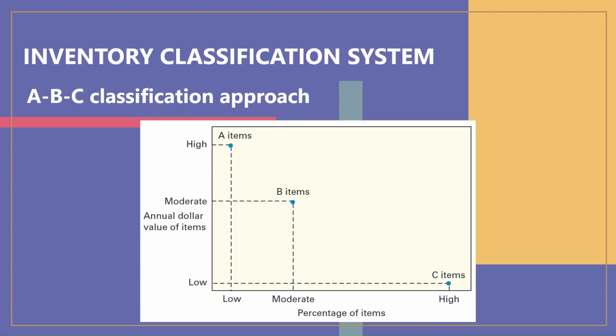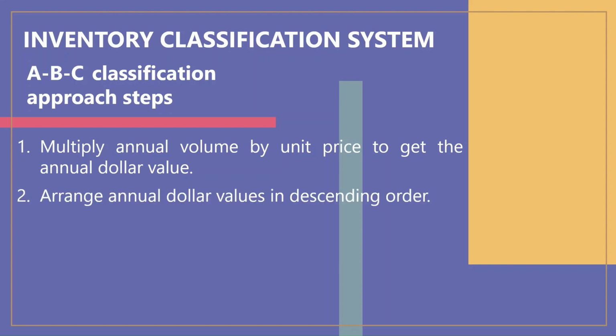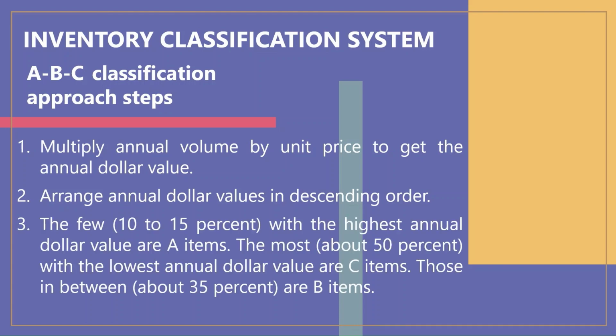To classify inventory items using the ABC approach, follow these steps. For each item, multiply the annual volume by unit price to get the annual dollar value. Then, arrange annual dollar values in descending order. At the end, the few, 10 to 15%, with the highest annual dollar value are A items.